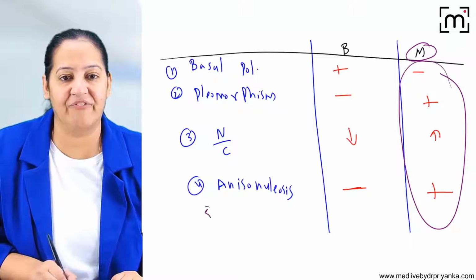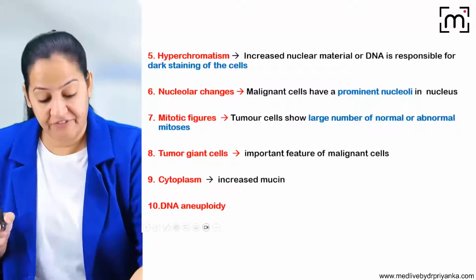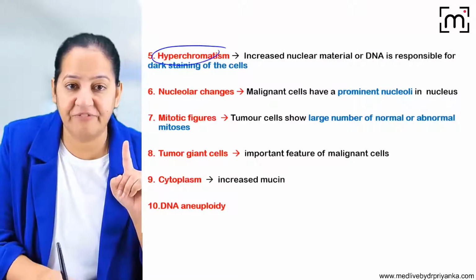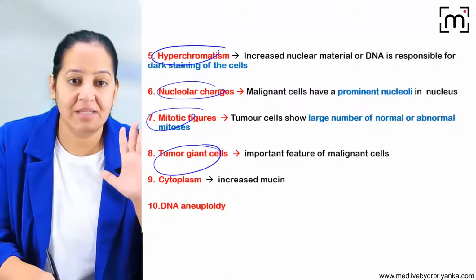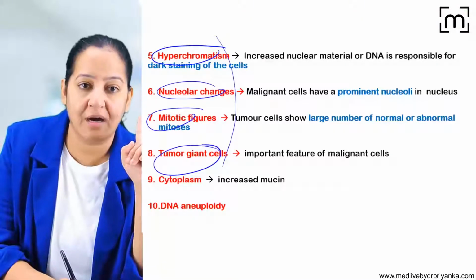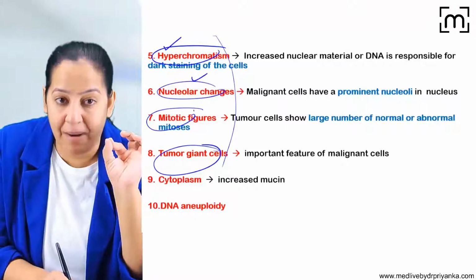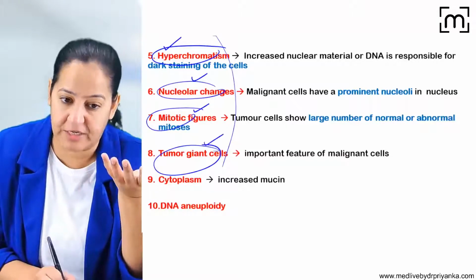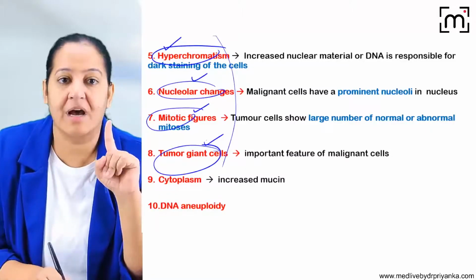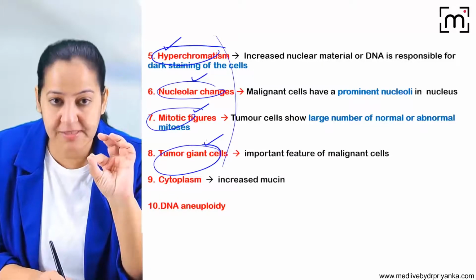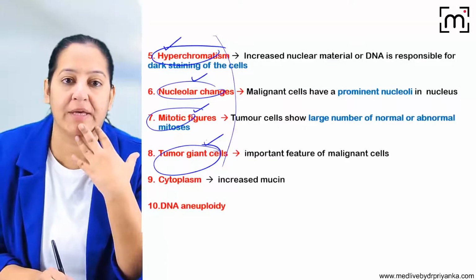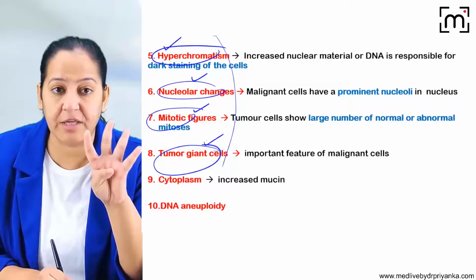Okay, now coming to the 5th feature. The 5th feature is hyperchromatism. The 5th, 6th, 7th and 8th are the 4 features of the nucleus. Now see the color of the nucleus, the nucleoli inside the nucleus, the mitosis in the nucleus, and the number of nuclei. So the number of nuclei, color of the nucleus, mitosis in the nucleus and nucleoli in the nucleus. We will see these 4 features for the nucleus.